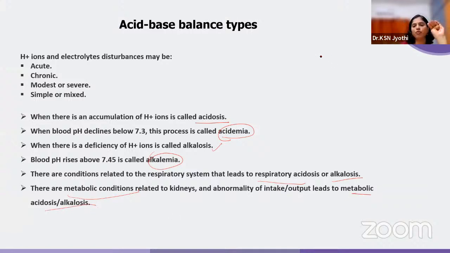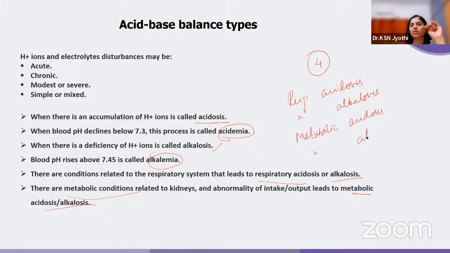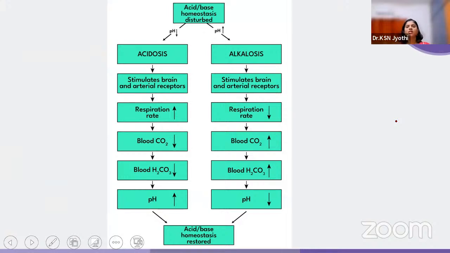So overall, you have 4 types. Those related to respiratory are respiratory acidosis or respiratory alkalosis. If it is related to renal, we call it metabolic acidosis or metabolic alkalosis. So a very simple understanding we will talk about.